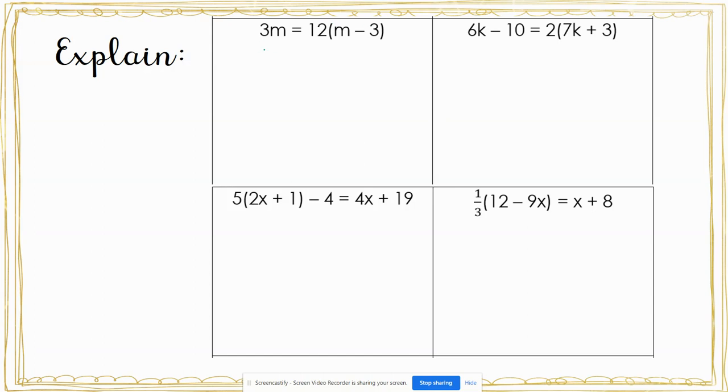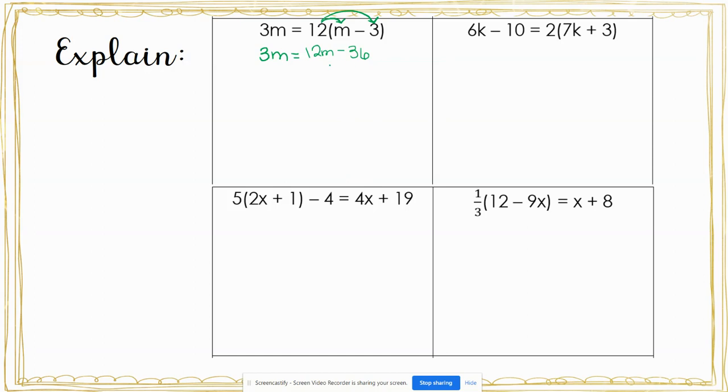So if I rewrite this equation, we're not doing anything with 3m, so we're going to rewrite that. But we need to distribute this 12 into my parentheses. And remember, when we distribute, we have to distribute to every term in the parentheses. 12 times m is going to give me 12m. Then 12 times negative 3, that's a positive 12 times a negative 3, is going to give me negative 36. Because that 36 is negative, I would need to write minus 36.